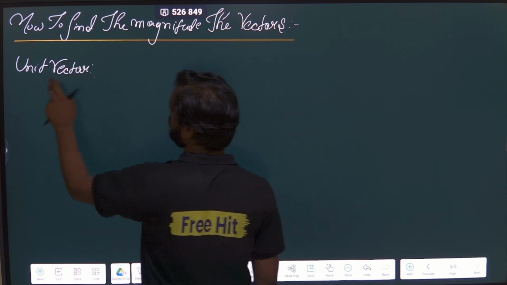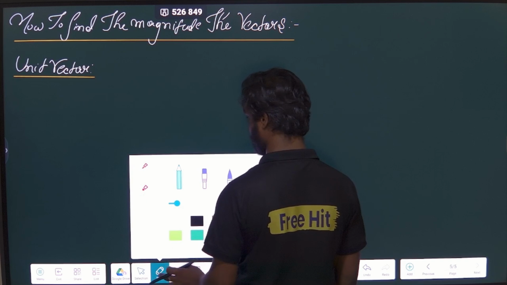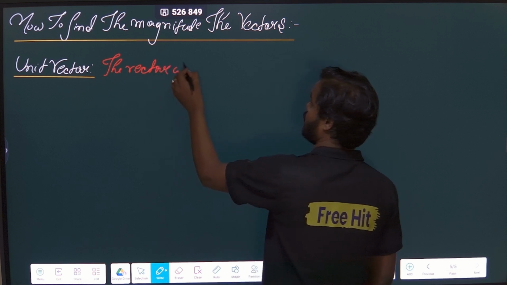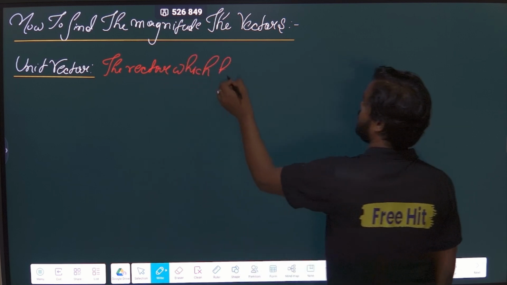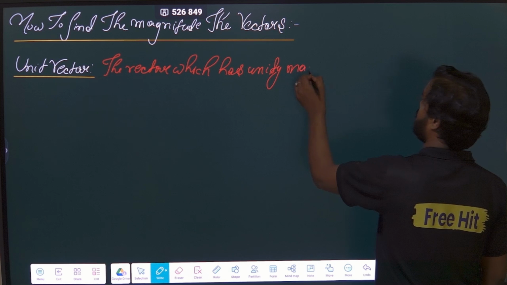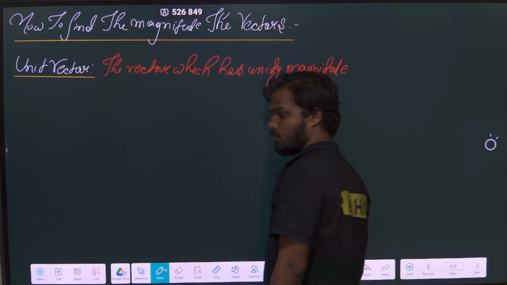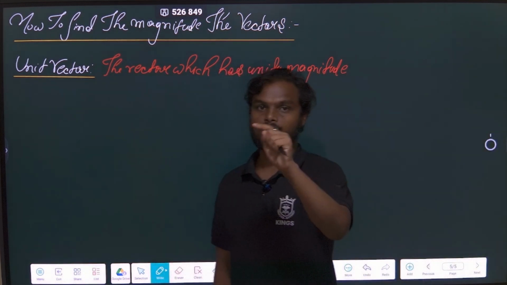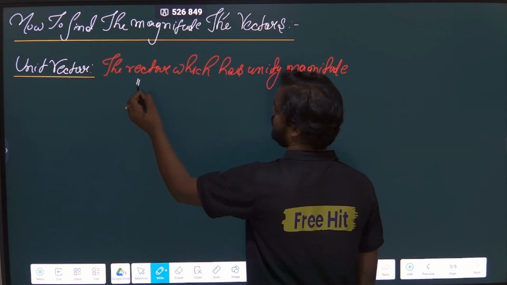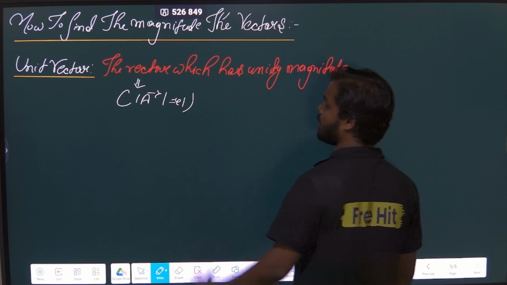First thing we have to understand is what is a unit vector. Okay, what is a unit vector? Let us see. The vector which has unity magnitude. What do you mean by unity magnitude? Can anyone tell me? It means its magnitude value is 1. The meaning is simple: the magnitude of the vector, suppose the vector is A, is equal to 1. That is the simple meaning.